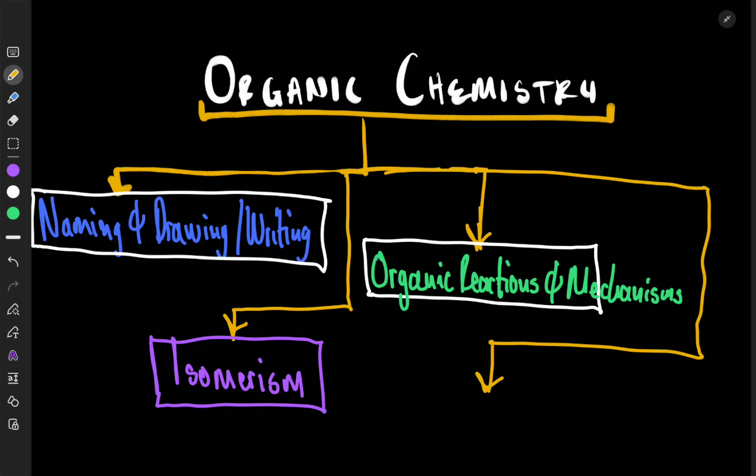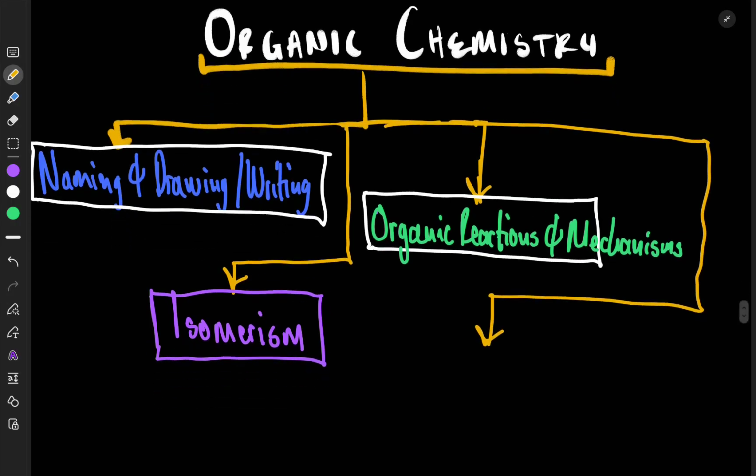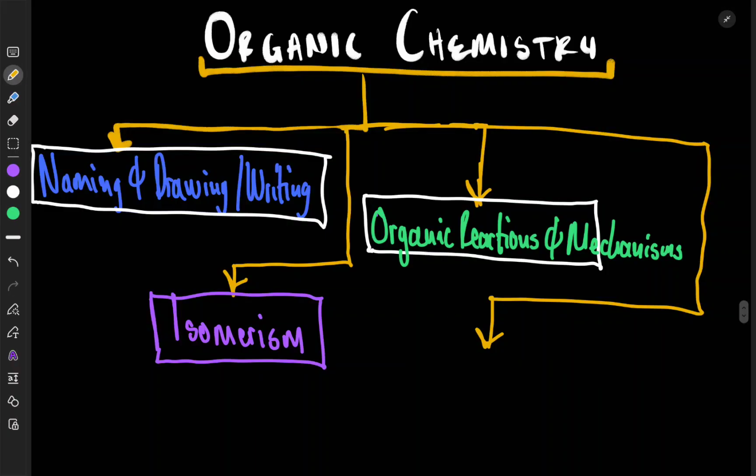But yes, this is what it is. So you have to know organic reactions and mechanisms. Then finally, you look at the last branch, which you can put in, we draw the purple box.